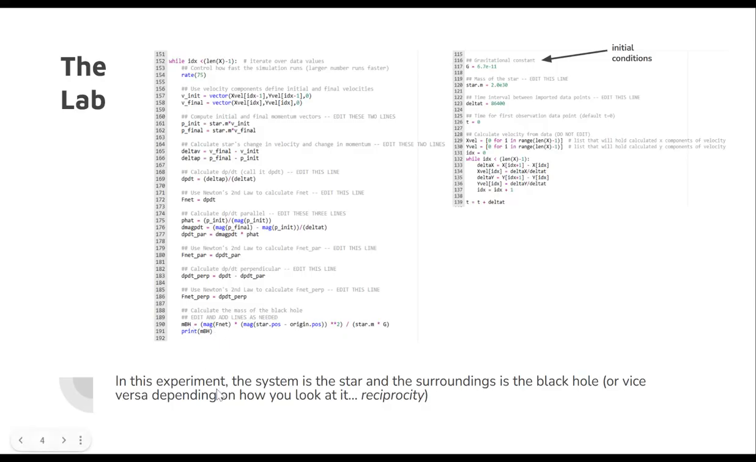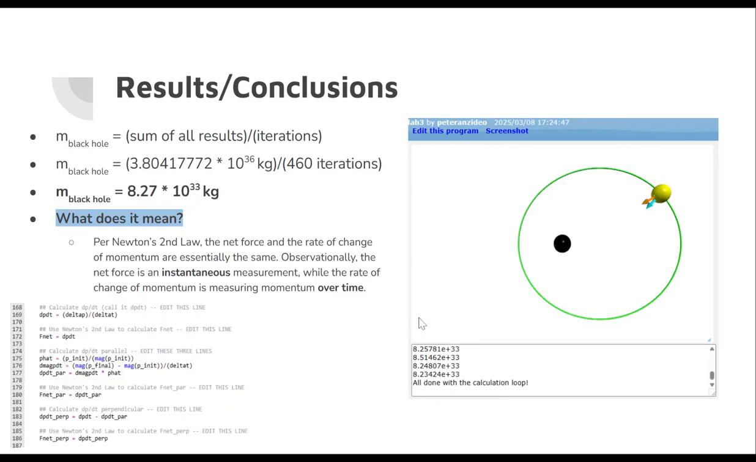In this experiment, the system is a star and the surroundings is the black hole. Or you could look at it the other way. You could look at the black hole as the system and the surroundings as the star. It'll give you the same force of gravity based on reciprocity.